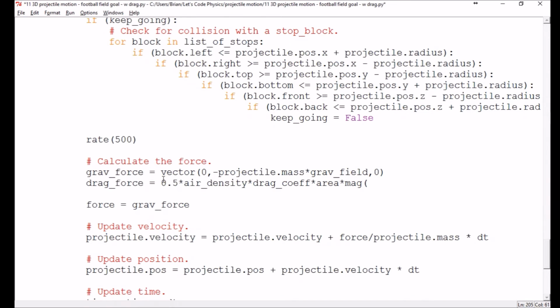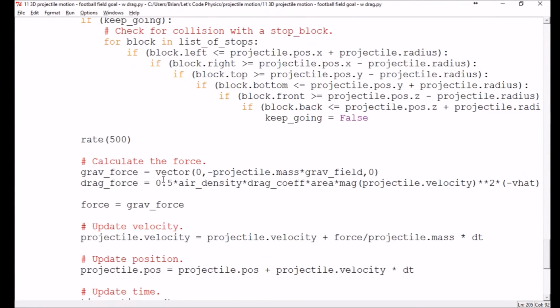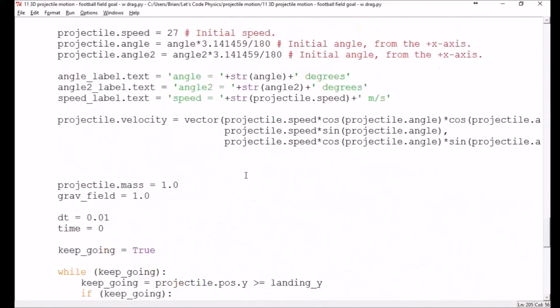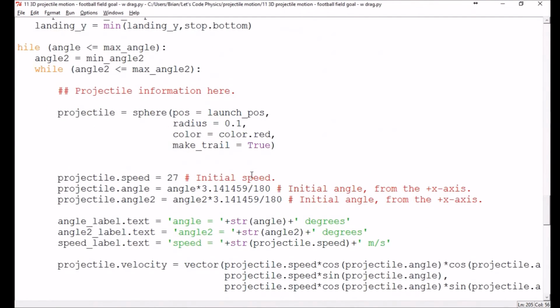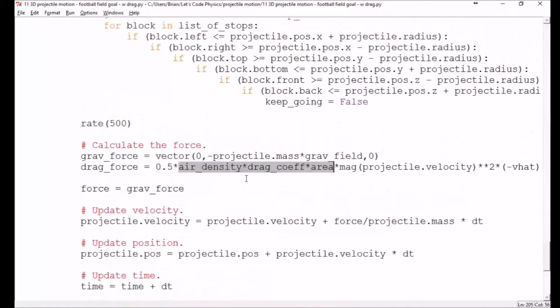So for that I need to take the magnitude of projectile.velocity, and then square it. And then I need to get the direction. I need to get times negative v hat. Cool, so that's all well and good, but VPython is going to yell at me for not having defined all of this stuff. So let's see, these first few are all constants. So let me copy and paste those up here where we start defining the stuff about the projectile. In fact, now that I think about it, I probably need to make this projectile.area. There we go.